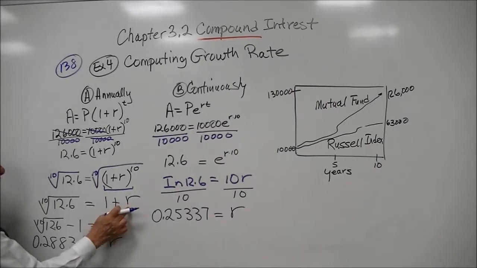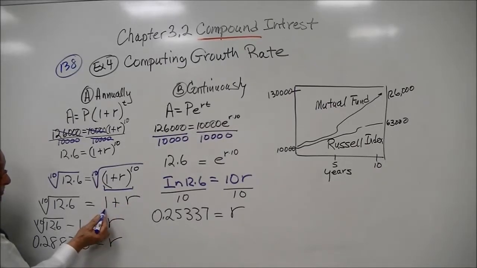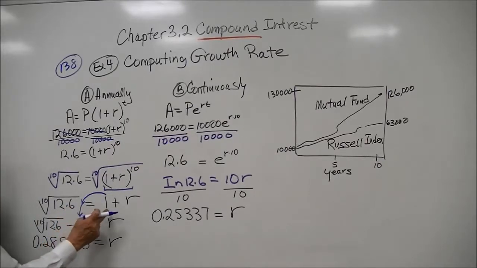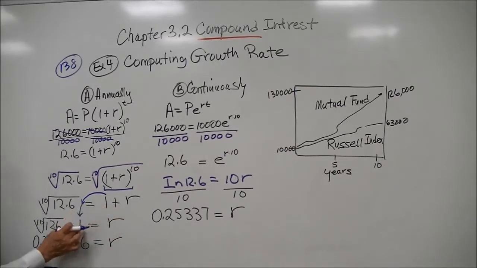How do I get R by itself? Well, I have to subtract this 1 from this side, or just transpose it over to the other side as the opposite sign, a negative 1. So I subtract 1 from here, that becomes a 0. Subtract 1 from here, that becomes a negative 1.